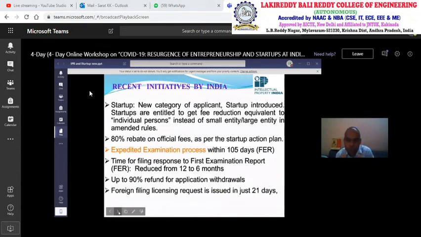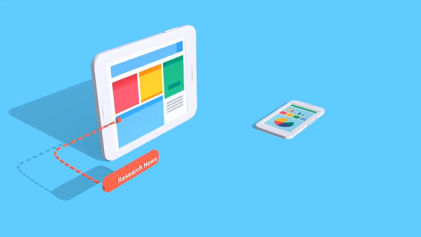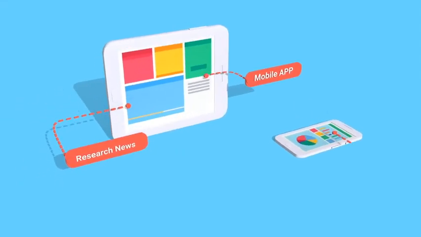So what we did, we categorized certain criteria for a startup. As per the Indian startup concept, we categorize startups and we gave an 80% rebate of the official fee. If somebody is working on a startup, we have cut the application fee by 80%. Now we also expedite the examination procedure. Initially, to grant a patent, it took almost 3 to 4 years on average.